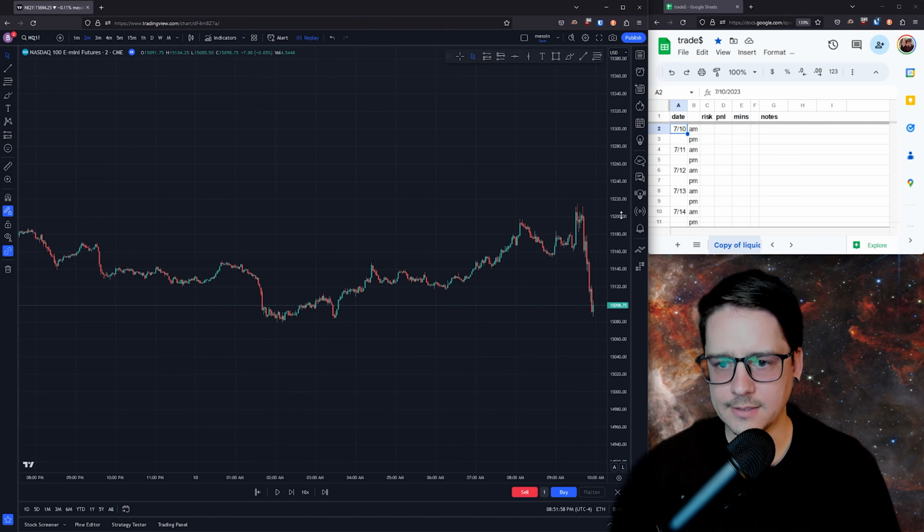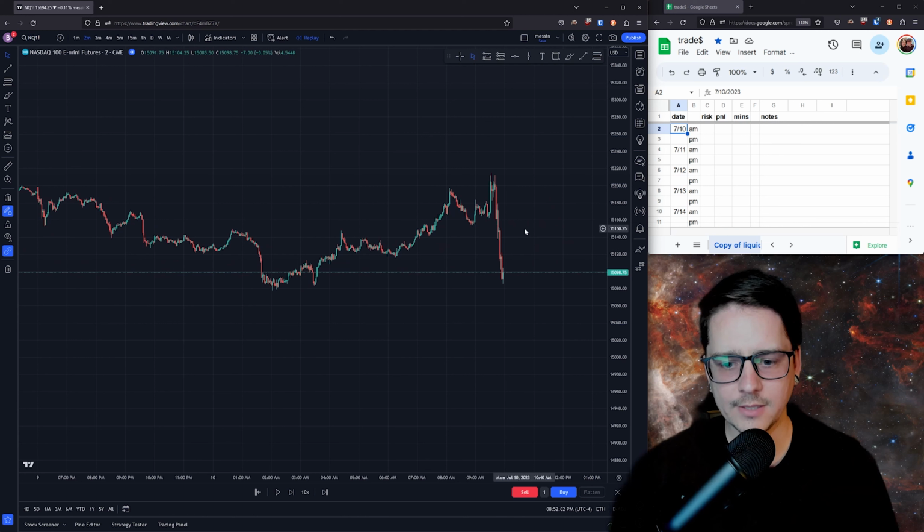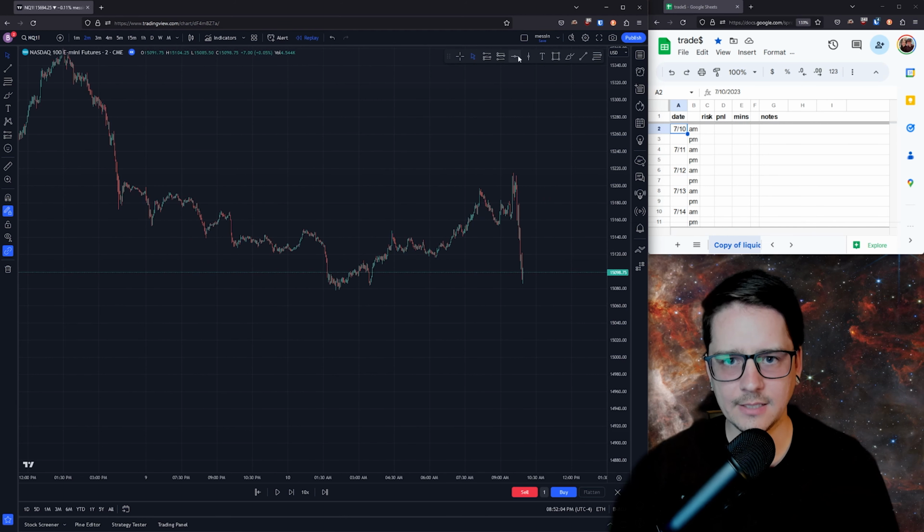And then I like these in multiples of 10 on the side. And for my strategy for the morning session, we look at the highs and the lows between 2 a.m. and 5 a.m.